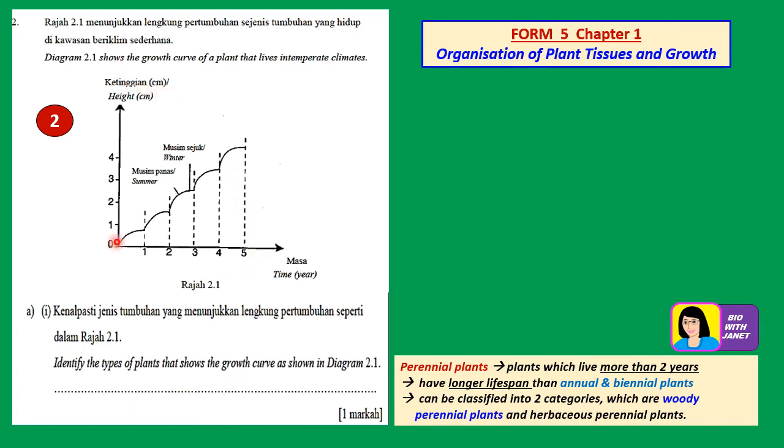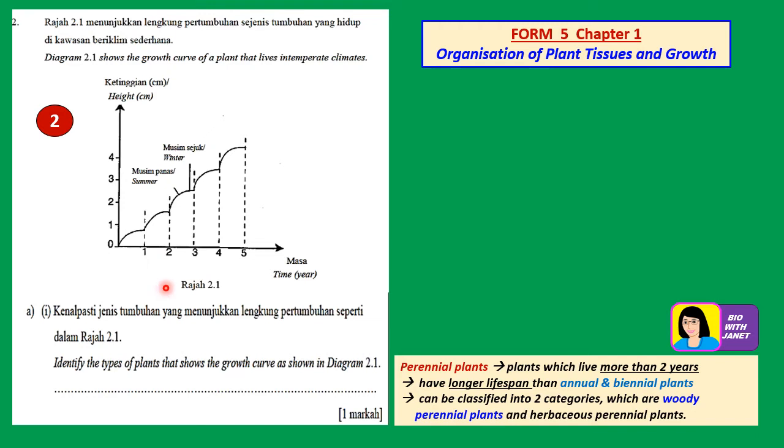You can see that this graph consists of 5 sigmoid curves. 1, 2, 3, 4, 5. Each sigmoid curve represents 1 year of growth. Okay, starting from spring, then to summer, when the growth is fast, and then late summer, autumn, and winter, the growth is slow. Okay, and then after that a new year starts, and there's rapid growth and then slow growth again. So the plant is more than 2 years old. What is the type of plant that shows this kind of growth curve? It must be a plant that lives more than 2 years.